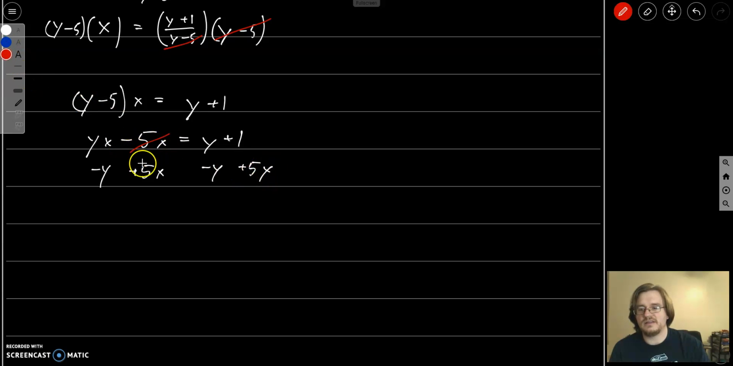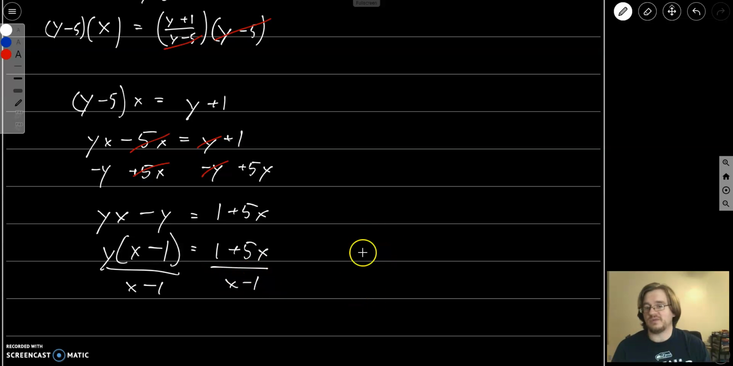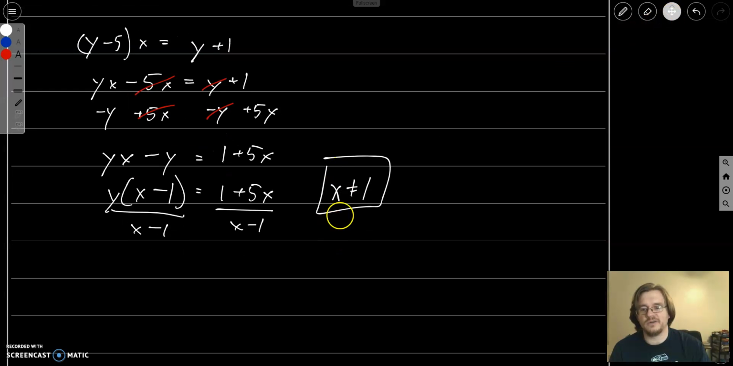So the 5x's will cancel out, and the y's will cancel out, and I'll be left with y times x minus y is equal to 1 plus 5x. And I want to get y by itself, so I can pull a y out of both of these terms. If I pull a y out of this first term, I'm left with an x. If I pull a y out of the second term, I'm left with a 1. So nothing happens to the other side, and now I can divide both sides by x minus 1. However, I can only divide both sides by x minus 1 when x is not 1. So let's remember that for the end.